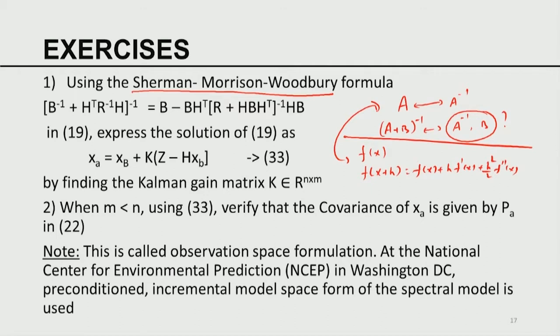So I know A inverse from A. A plus B is a matrix which is close to A. If I know somebody close to somebody who is invertible, can I express my inverse based on the inverse of a fellow whom I know is invertible and whose inverse I know? That's the idea. Same thing here: I know the value of the function at a point x, and I'm considering a neighborhood of a point, f of x plus h. How do I extrapolate the value of f of x to f of x plus h?